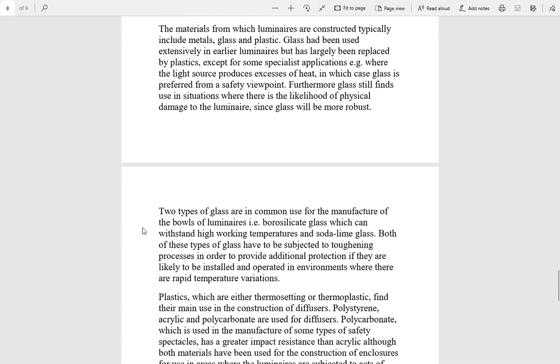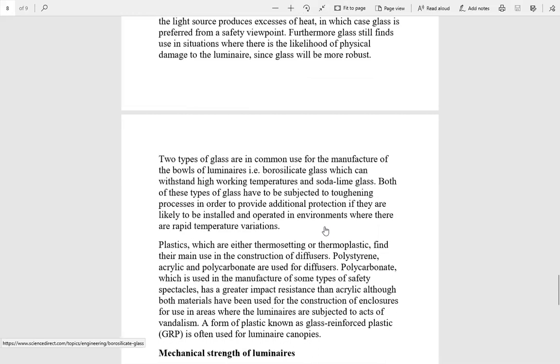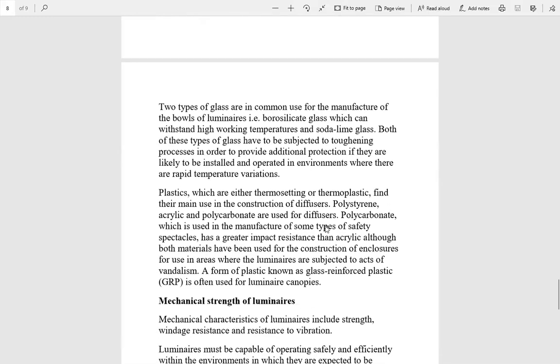since glass will be more robust. Two types of glass are in common use for the manufacture of the bowls of luminaires, that is borosilicate glass, which can withstand high working temperatures, and soda lime glass. Both of these types of glass have to be subjected to toughening processes in order to provide additional protection if they are likely to be installed and operated in environments where there are rapid temperature variations.